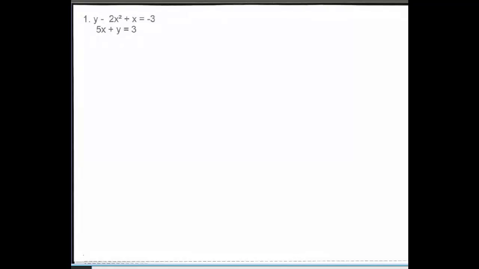These problems are not solved for y. So we want to make them ready to solve first. That means we need to solve them for y. So let's go ahead and move y to one side of the equation. In this equation, I just need to move the negative 2x to this side and the positive x to this side. So instead, we should have y equals positive 2x squared negative x minus 3.